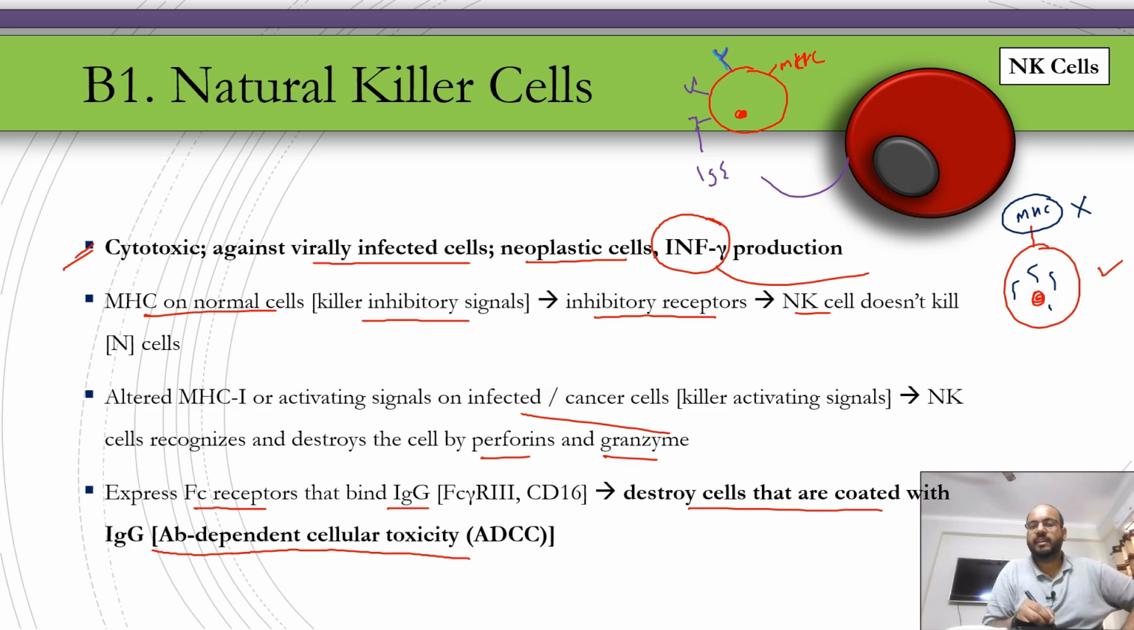IgG antibodies. If the cell is coated by IgG antibodies, these antibodies will get recognized by NK cells and the NK cell will then destroy it. So NK cell can recognize altered MHC and destroy the cell, or it can recognize IgG coating of the cell and destroy the cell. Clear? I think this is clear. It gives you the basic idea of how NK cells act.